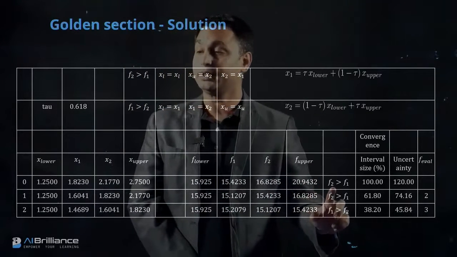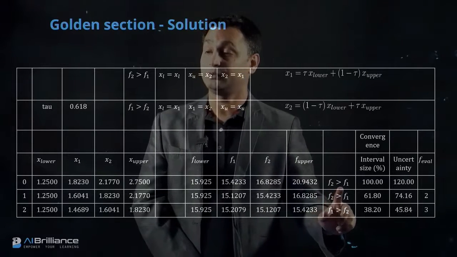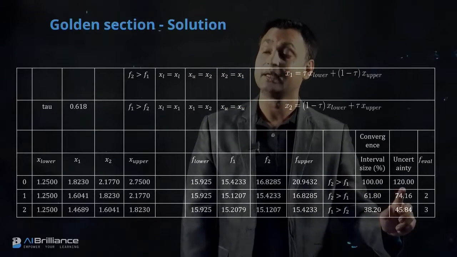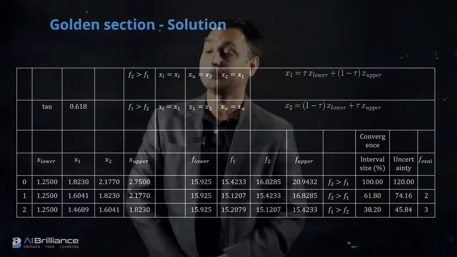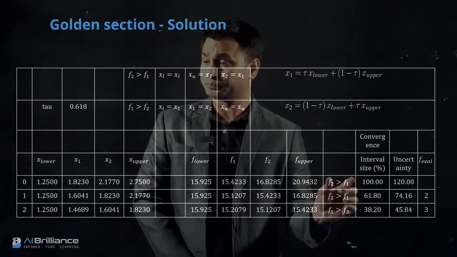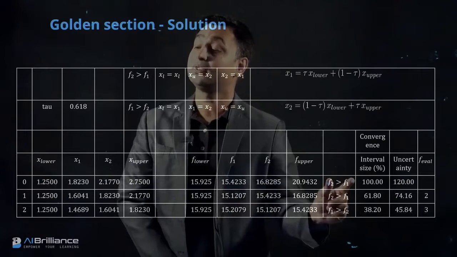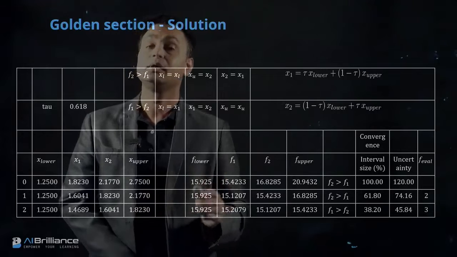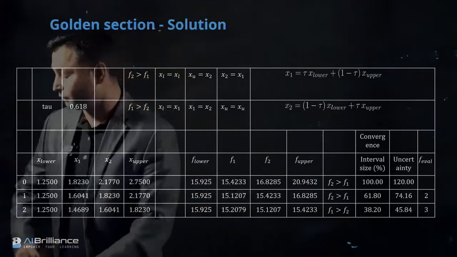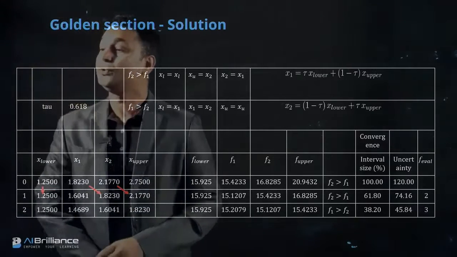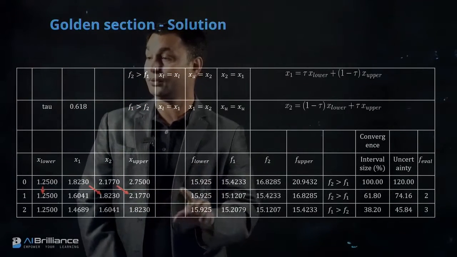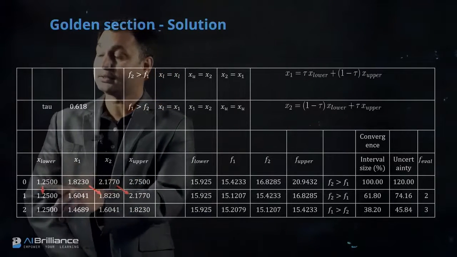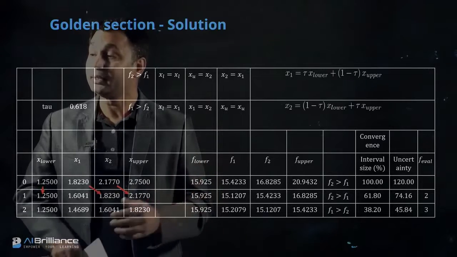We found out which case, and in this case f2 was greater than f1, right? And then we determined the interval size, we determined the uncertainty percentage, and I showed you the equation to compute this uncertainty percentage. Now since we know that this f2 is greater than f1, we basically need to move to the left hand side, right? So in that case, you will make x upper equal to x2, you will make x2 equal to x1, and you will keep x lower as is. And that is what we did in iteration 1.